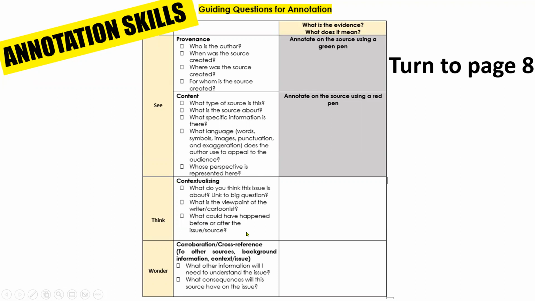Contextualization will come for specific questions like purpose, and it is important for us to look at all the sources holistically. So we are looking at what is the big picture. We are looking at, for example, the viewpoint of the writer or the cartoonist. And most of this particular information that we need for contextualization will come in the background information. And later on, when you learn about cross-referencing, we will learn about corroboration. What other information will you need to understand the source, and how does it make an impact? What's the consequence?